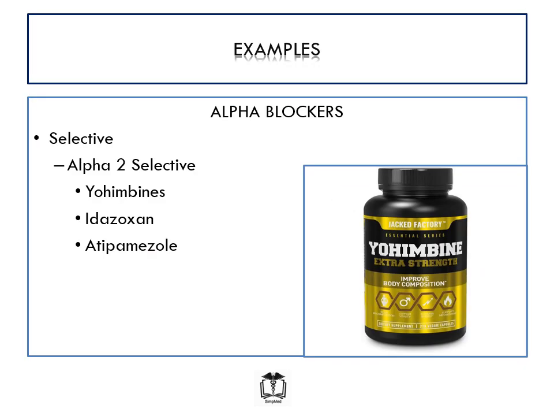For the alpha 2 selective drugs, we have very few alpha 2 selective drugs, drugs like yohimbine, idazoxan, and atipamezole. These are examples of alpha 2 selective drugs. They are not commonly drugs that we tend to use. Most of the time, yohimbine is used, as you can see in the picture below, to improve body composition or in fat burning.